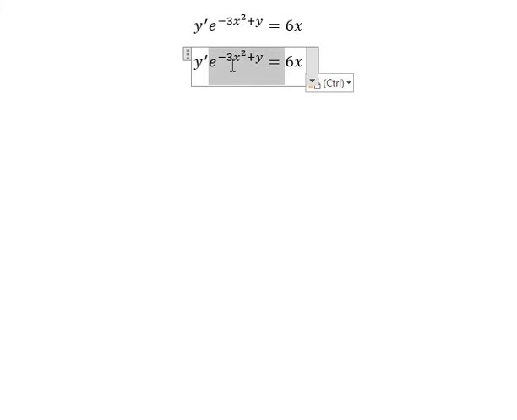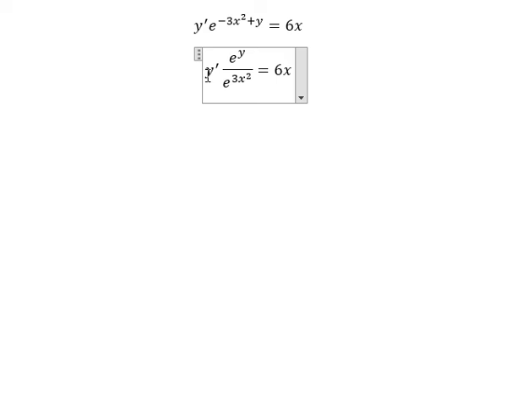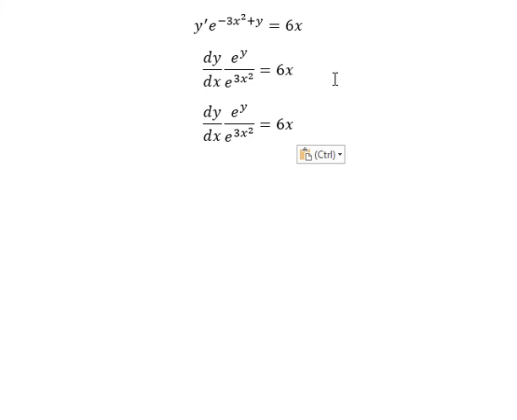About this one, we can change it into e to the power of y over e to the power of 3s squared. This one we change to dy over dx. So ds, e to the power of 3s squared, we put on the right.